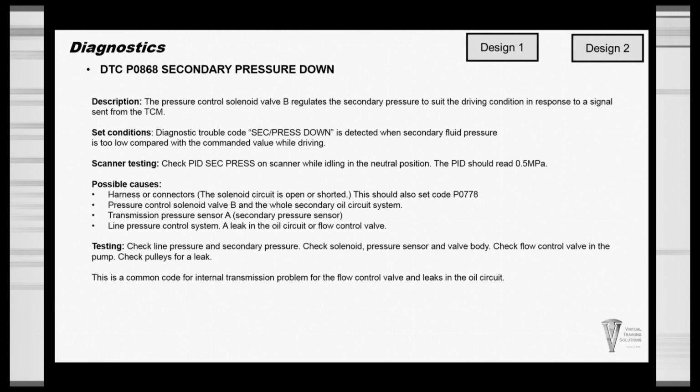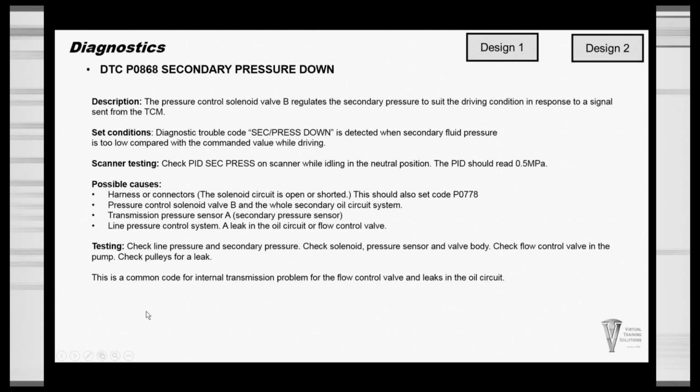What we could have here is harness or connector issues. If this was the issue, usually this sets a code P0778 with it. So if you have that 778 code along with the 868 code, fix the 778 code first. Other causes are a problem with the pressure control solenoid valve B, the transmission secondary pressure sensor, an issue with the sensor itself, and then a leak in the line pressure control system.